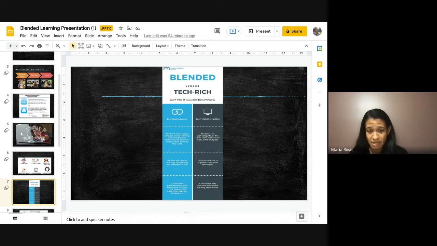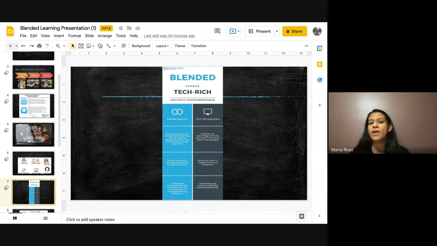Blended classrooms fundamentally shift instruction in a way that provides an integrated learning experience. In tech-rich instruction, classrooms may enhance the traditional learning experience. So we're looking at the difference between what is blended learning and what is a tech-rich instruction classroom.